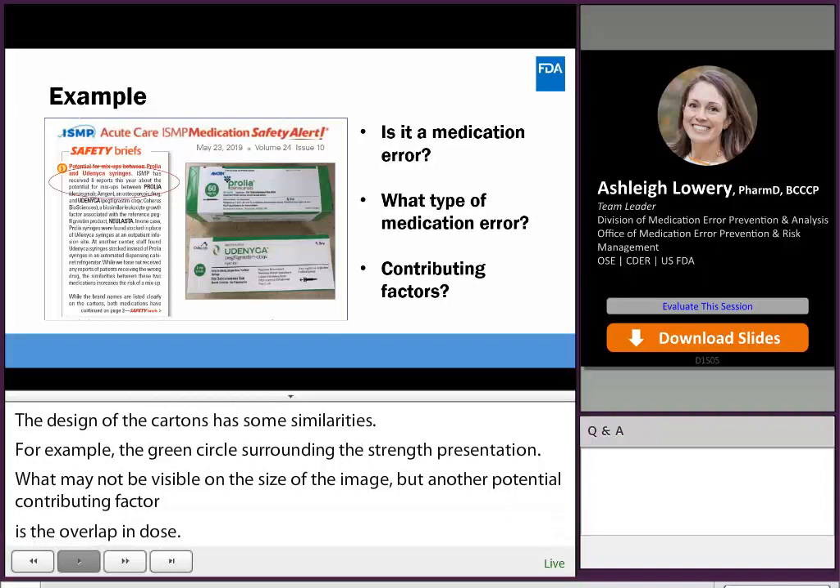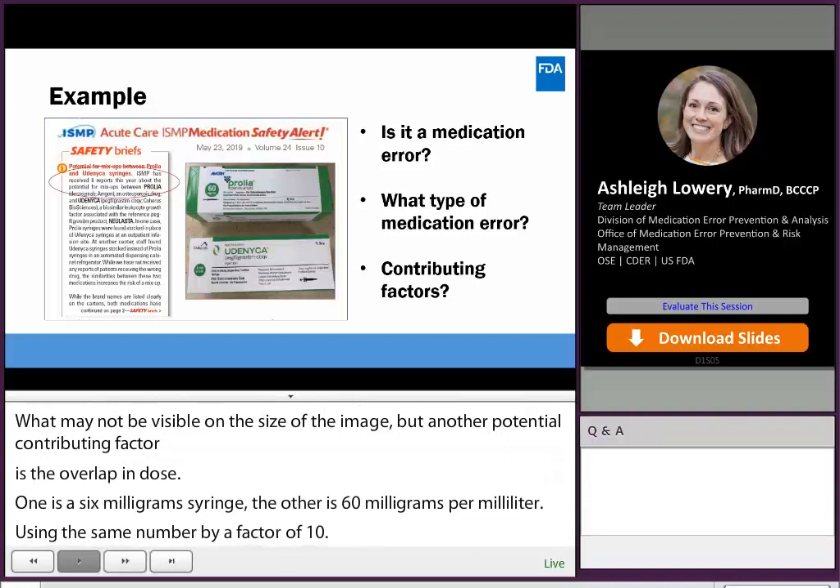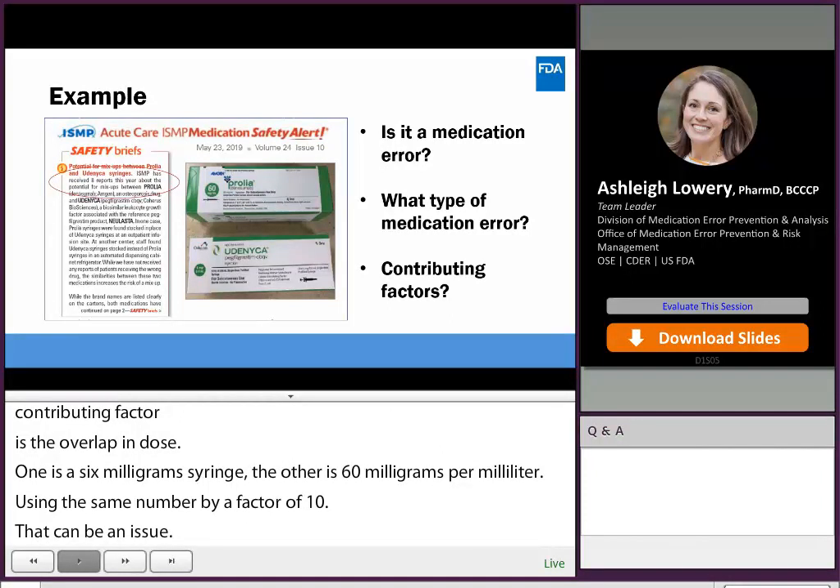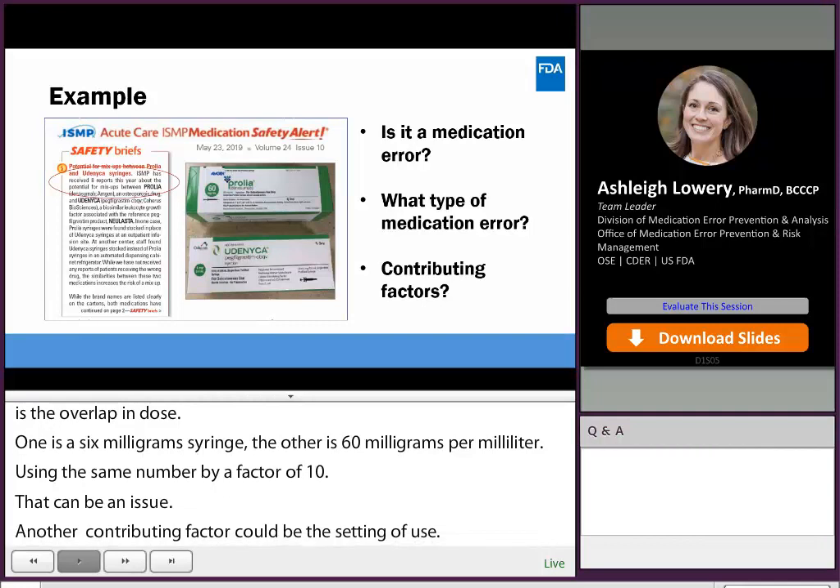Another contributing factor could be the setting of use. These were identified in outpatient infusion sites or the storage setting, such as an automated dispensing cabinet. And we'll come back to this example later to talk about potential mitigations.